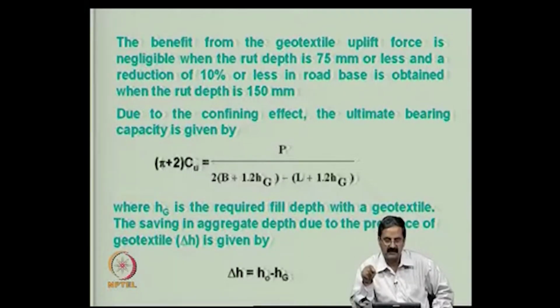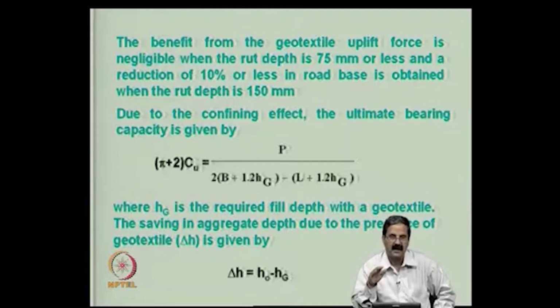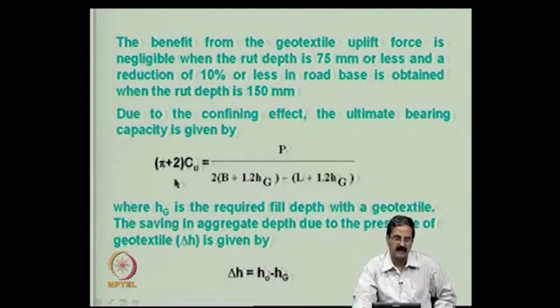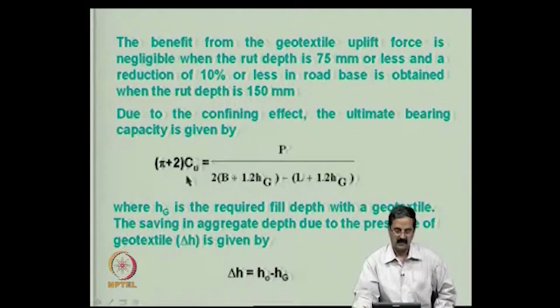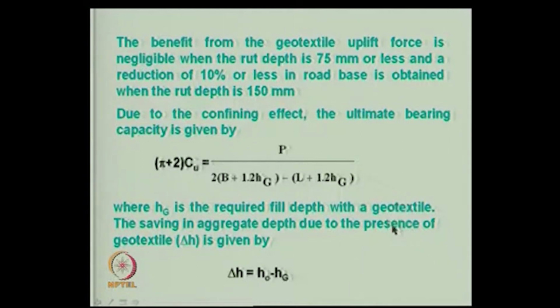Now, I have a geosynthetic material and I assume that contamination is not likely to occur, because now they are all separated. So, I can safely take that the maximum load that can be applied is pi plus 2 Cu. So, there Hg is the thickness of the membrane, the thickness of the fill.